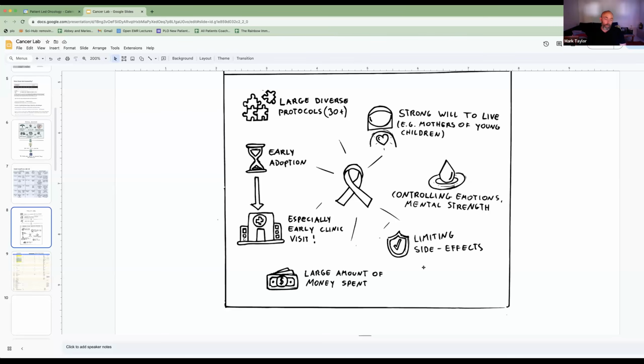Also, because staying on standard of care seems so important, those that limited the side effects of the high-dose chemo also did better. One of the main reasons people have to stop treatment in pancreatic cancer is the dose-limiting toxicities of the chemo. So those that managed that were doing better. And unfortunately, because of the number that went to these clinics, a lot of them spent a lot of money. These clinics are expensive.